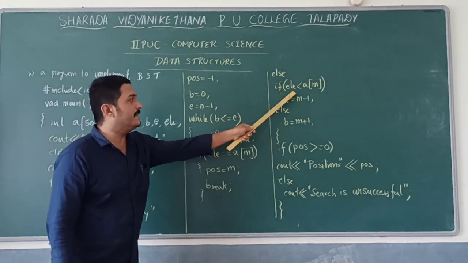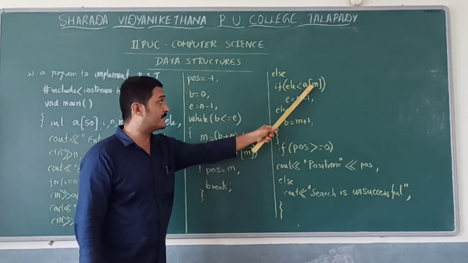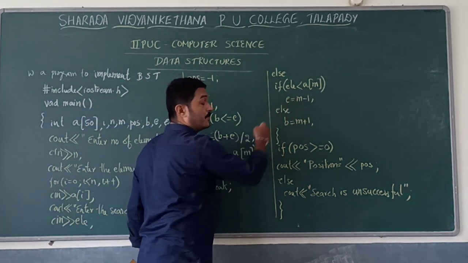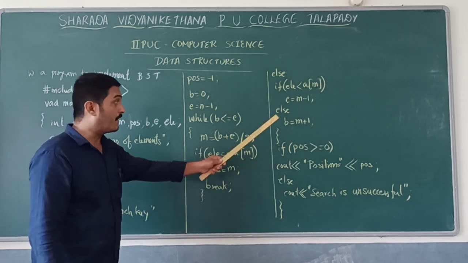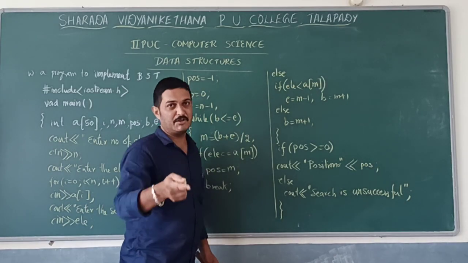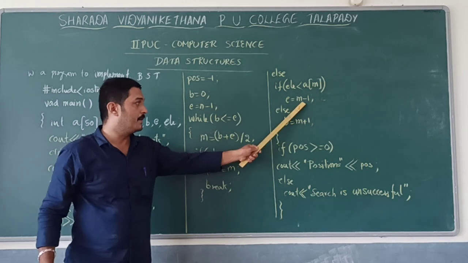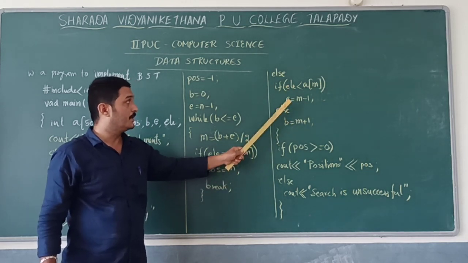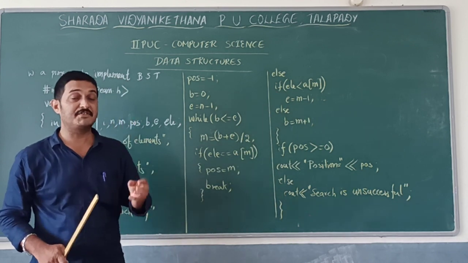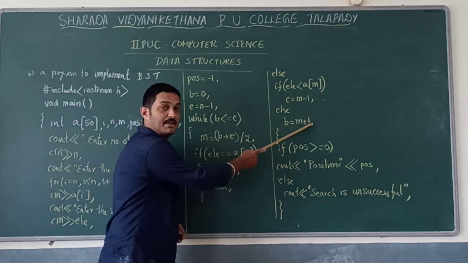Else, if ELE, the search key, is less than the center element a of m, what happens is e is equal to m minus 1. But in the algorithm it is given as b equal to m plus 1, so make a small change in your algorithm also. It should be e equal to m minus 1. And else, if it is not true, what happens? b equal to m plus 1. If the searching continues in the second half, that is, if the search key is greater than the center element, then automatically b equal to m plus 1.